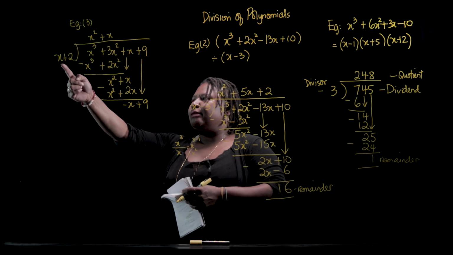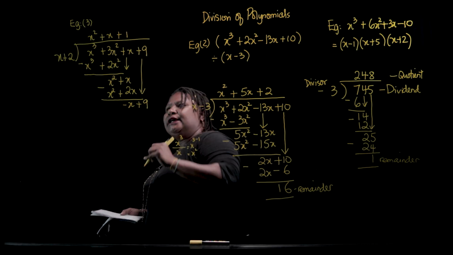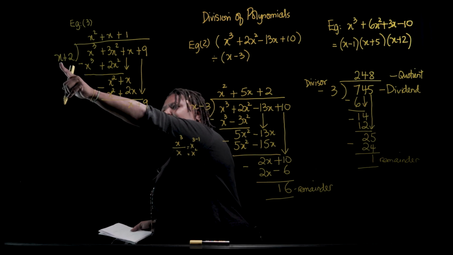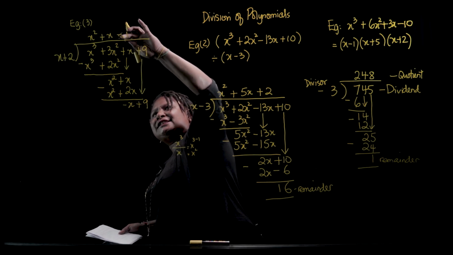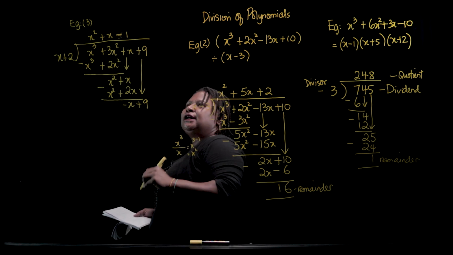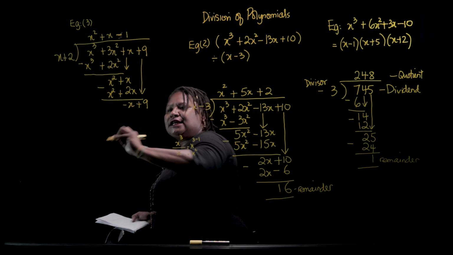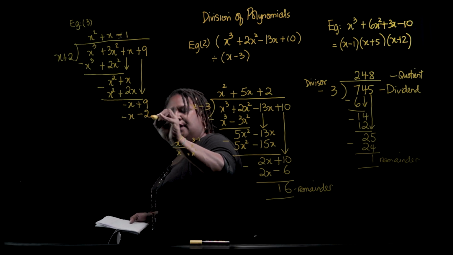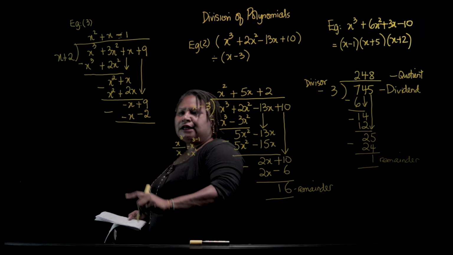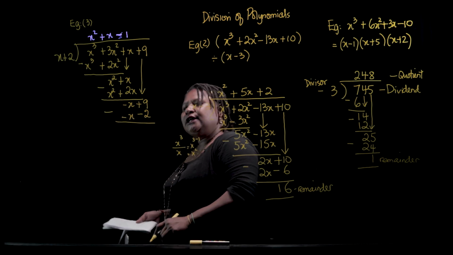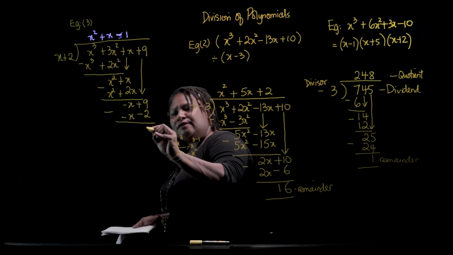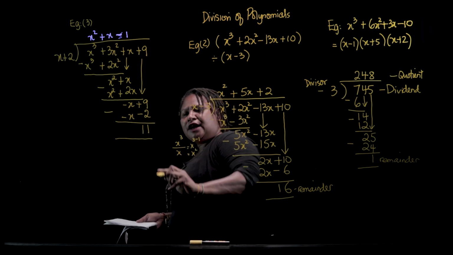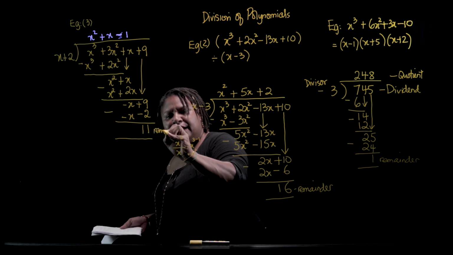So negative x divided by x will give us negative 1. Negative 1 times x is negative x here. Negative 1 times positive 2 is negative 2. Okay? Subtract. Negative x minus negative x will cancel out. Okay? 9 minus negative 2 will give us positive 11. At this point, we have no more terms to bring down, so this is the remainder.